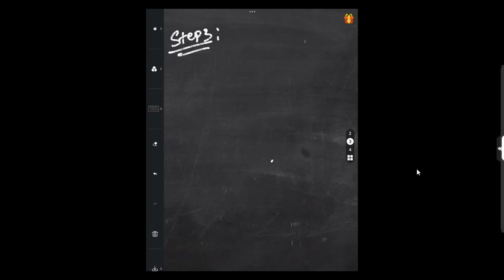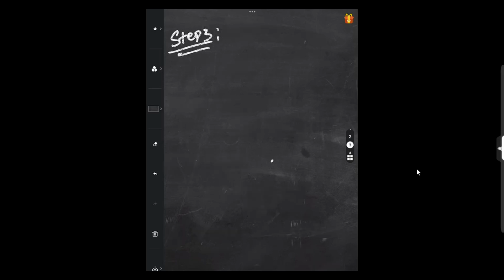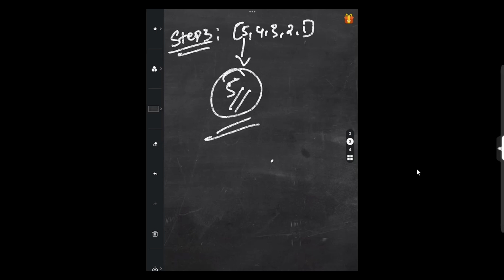Now we have 5, 4, 3, 2, 1 in the heap. The next step, as in the approach, is to return the top element, the kth largest. The top element is 5. The kth element is the second largest, right? So the top element 5 is the second largest in the original array, so we will be returning 5. This will be the output in our case. I hope the approach and the example are completely clear.